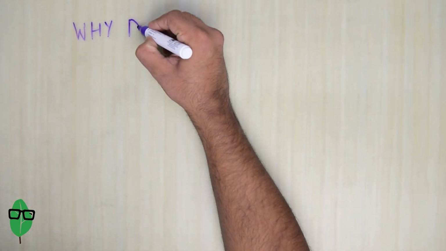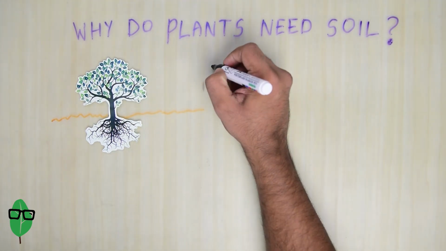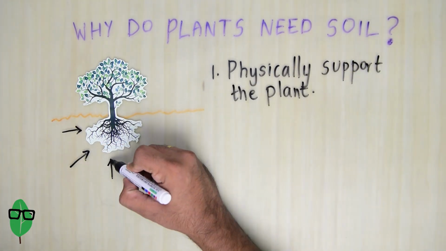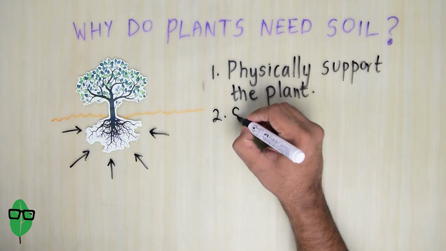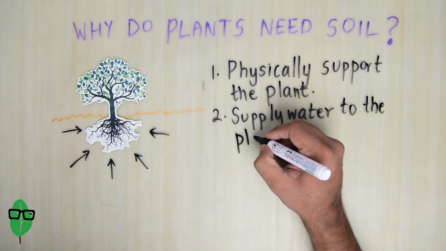Moving on to our next topic, why do plants need soil? The first one is a very obvious reason. It is to physically support the plant. The second one is to supply water to the plant. Now, soil is the medium that supplies water to the plant through the roots.